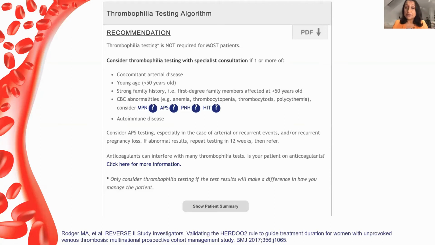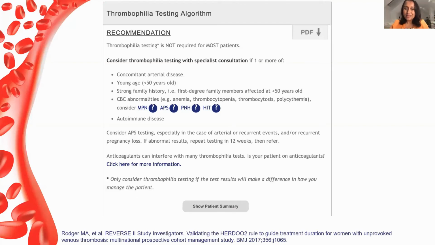So it tells us to consider thrombophilia testing with specialist consultation if this clot occurs with a number of factors. So it asks about concomitant arterial disease. It asks about a young age, a strong family history, a CBC abnormality, or autoimmune disease. Now, please note the autoimmune disease mentioned. The app makes special mention of autoimmune disease because of the relationship to antiphospholipid syndrome. So in young women, especially those with recurrent pregnancy loss, autoimmune disease, or recurrent VTE despite adequate anticoagulation, you really should be thinking about this entity, but it does not apply to this patient.